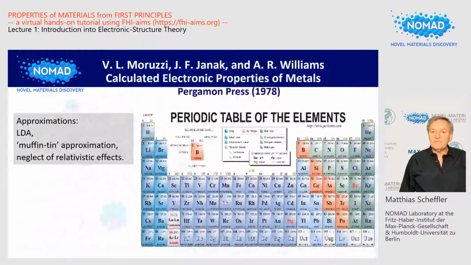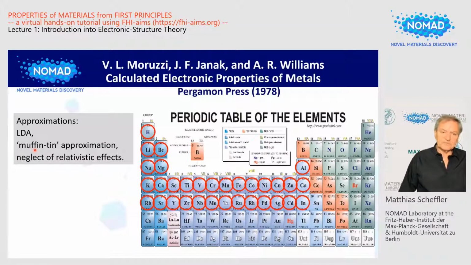Here is the already mentioned work by Moruzzi, Janak, and Williams. These authors looked at many metallic solids. The approximations were similar to the previous one, with one important difference. These are all electron calculations. The previous study was a pseudopotential calculation. So this is all electron like in FHI-aims.